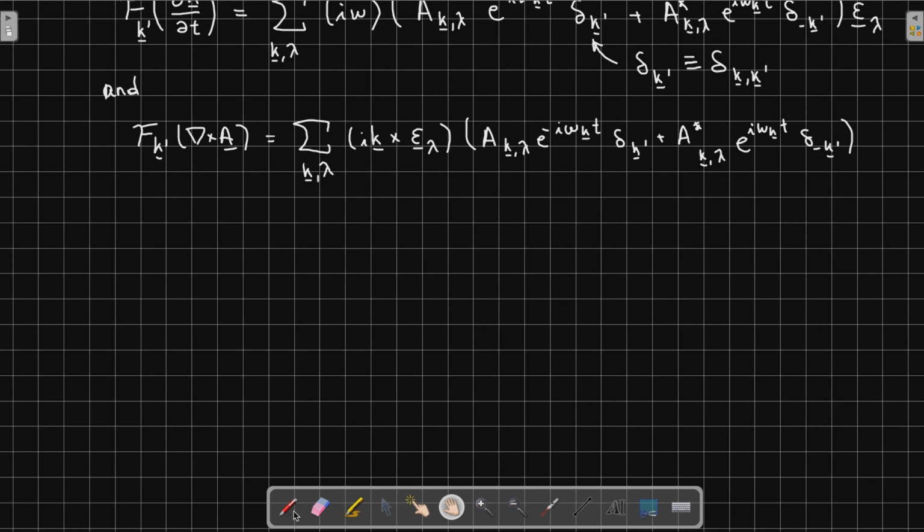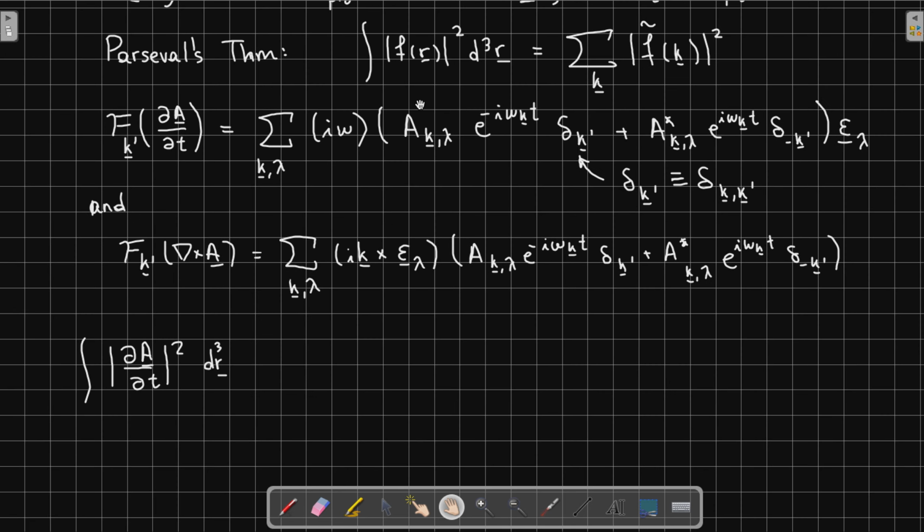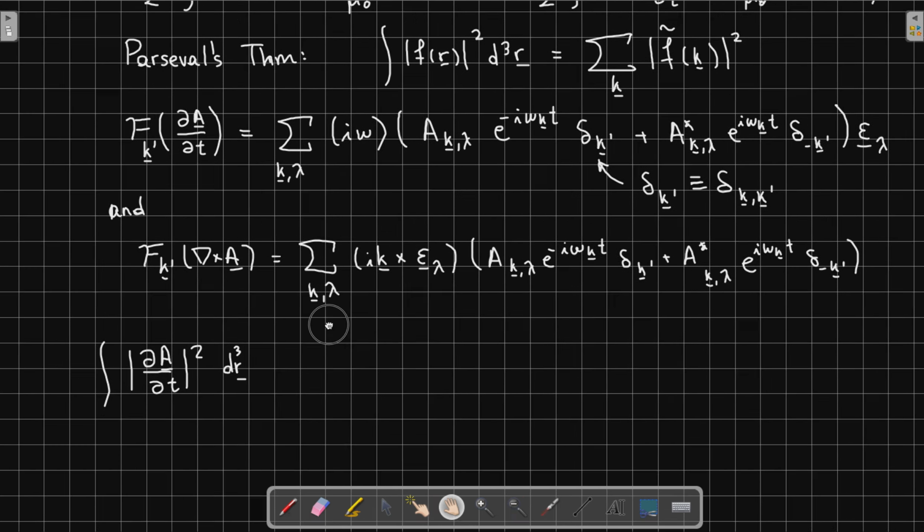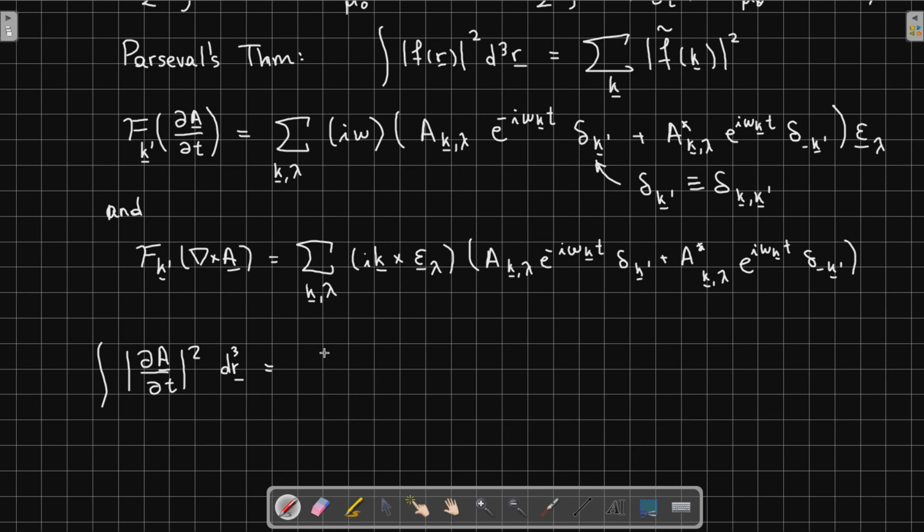Just two quick things to note. Actually, no, we'll note them later. So first of all, the integral of this, which is one of the integrals we were interested in, as you can see right here, by Parseval's theorem, will be equal to the sum over k prime of the Fourier transform in k prime of delta a, of the derivative of the vector potential with respect to time, and we'll have to take the modulus squared.